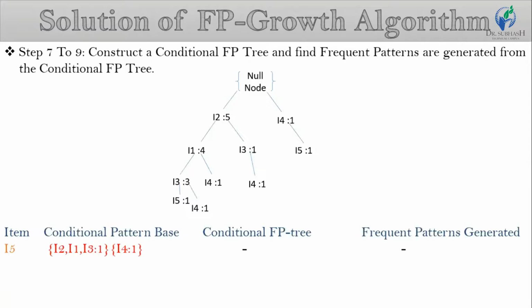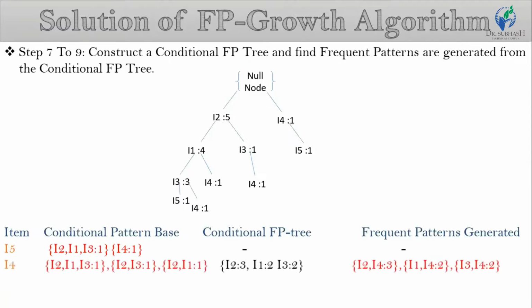So now the next lower node is I4. I4 occurs in three branches: first is I2, I1, I3, I4. Second is I2, I3, I4. Third is I2, I1, I4. In the three branches, I4 occurs one time.